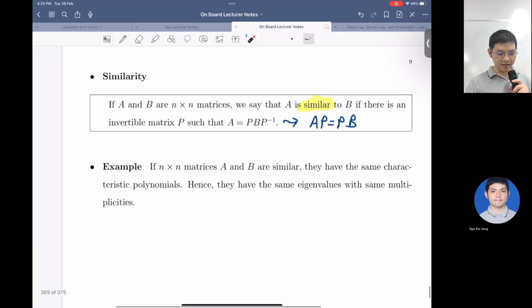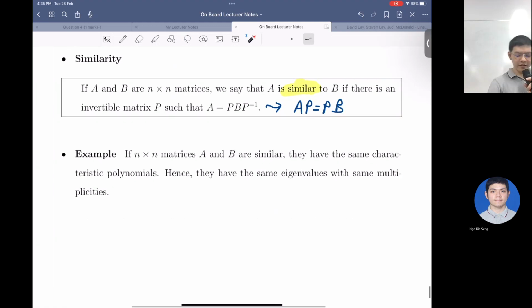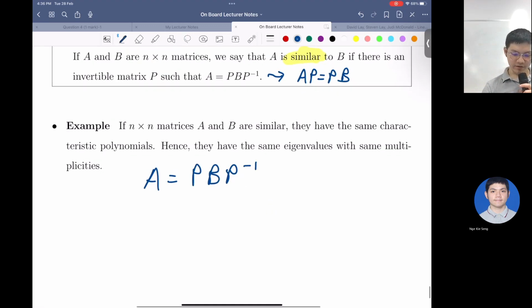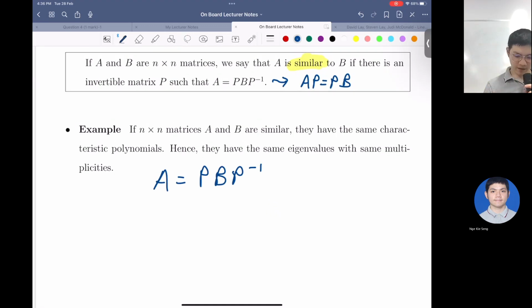So why are we interested in this? Let's say two matrices are similar. We have A equals P B P minus 1. Then they have the same characteristic polynomial. Can we see why? If we want to show that they have the same characteristic polynomial, then we need to compute. So let's compute the determinant of A minus lambda I.